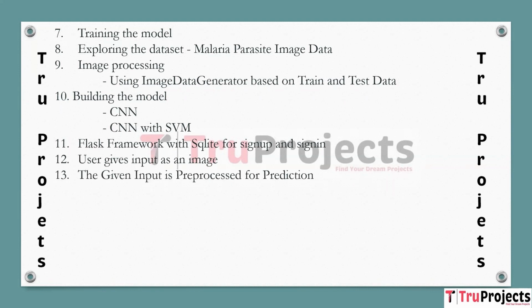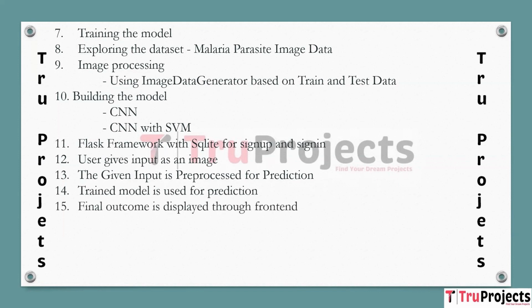Prior to prediction, the user input image undergoes pre-processing, which may include resizing and normalization to prepare it for analysis. Coming to the trained model used for the prediction, the machine learning model, specifically a CNN model with high accuracy, is employed to make predictions on the pre-processed user input image. The final module, which is the final outcome, is displayed through the frontend.